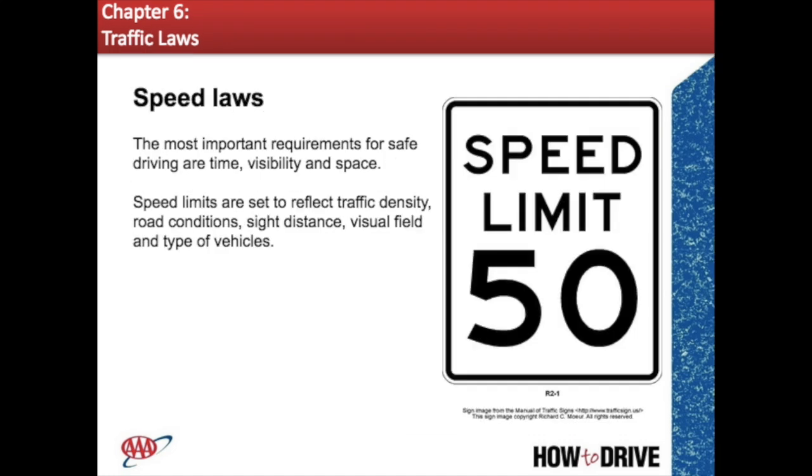Then we have speed laws. The most important requirements for safe driving are time, visibility, and space. Speed limits are set to reflect traffic density, road conditions, sight distance, visual field, and type of vehicles. Limits are called fixed maximum or minimum posted speed laws. Drivers may not drive faster than the maximum posted speed.